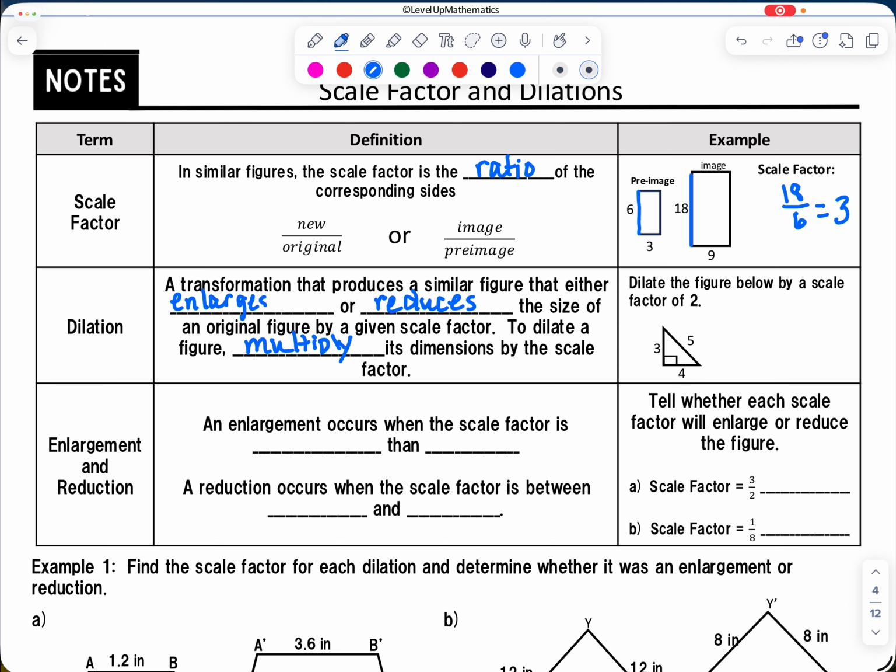So if you had a triangle with sides 3, 4, and 5 that you wanted to dilate by a scale factor of 2, your new triangle, you would just multiply each of the original sides by the scale factor, and it would become 6, 8, 10. So you're just multiplying each side by that original scale factor.